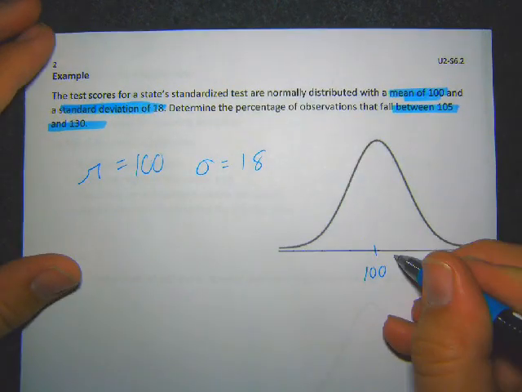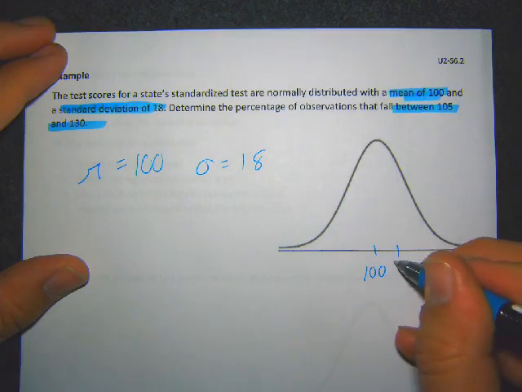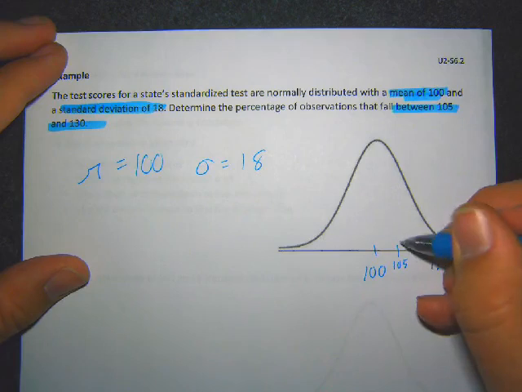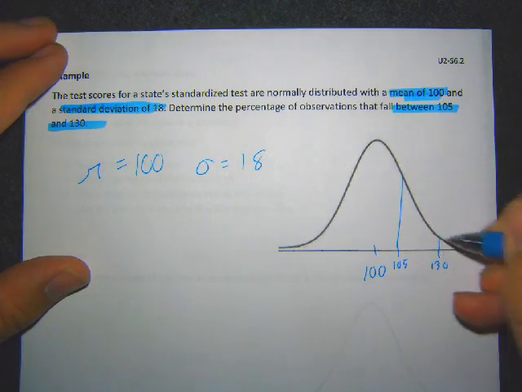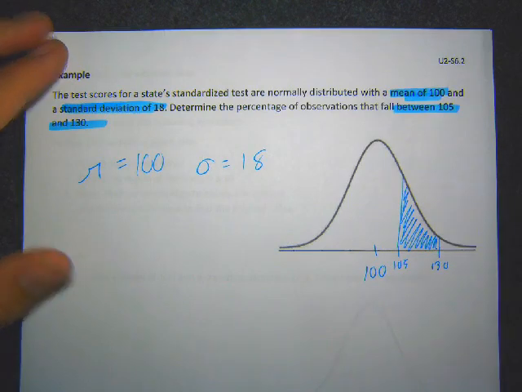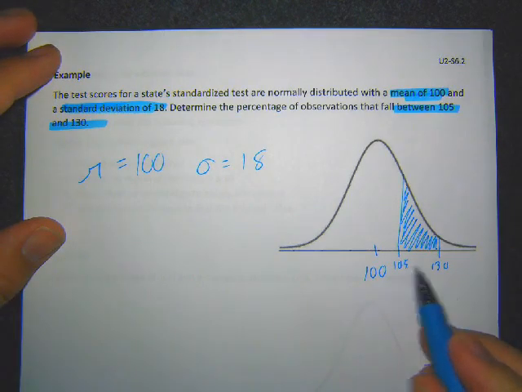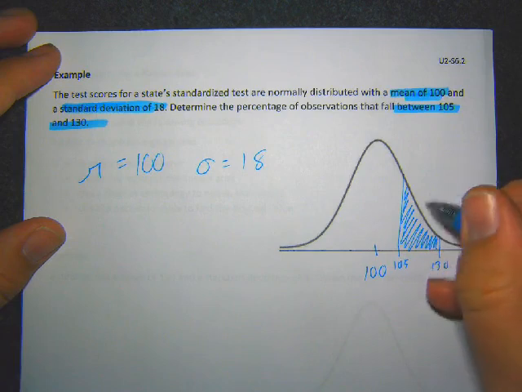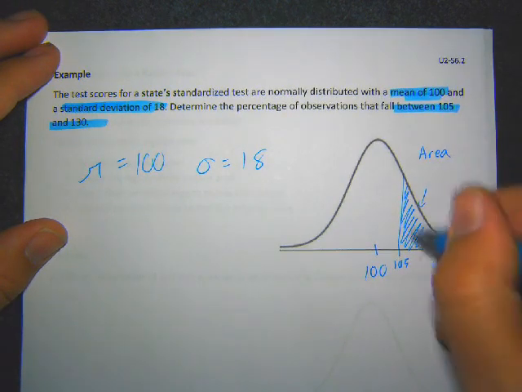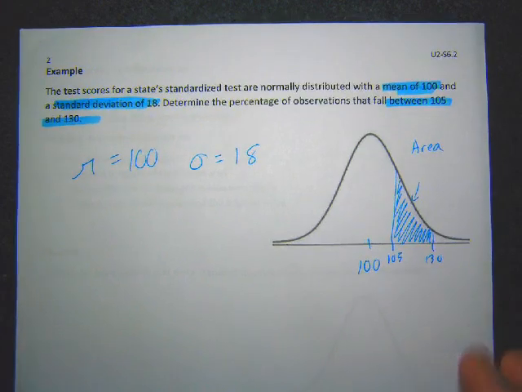So 105 is going to be over here, and 130 is going to be further over. If we mark off that region, we're looking for the shaded region between those values. What percentage, what is the area, probability of this region? They can ask for any one: probability, percentage, or the area of that region. They're all basically the same value.